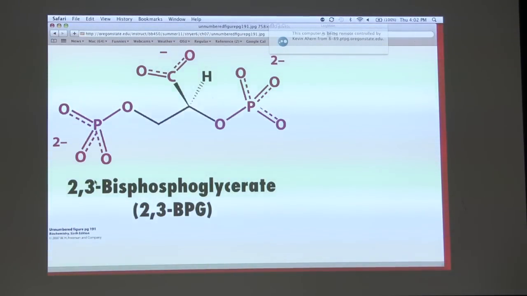2,3-bisphosphoglycerate, and yes, you can call it 2,3-BPG, is a molecule that is produced by rapidly metabolizing cells. Well, what's a rapidly metabolizing cell? Well, if I'm running away from that grizzly bear, my muscle cells are rapidly metabolizing. They're burning glucose so they can get energy to contract and get me out of there.